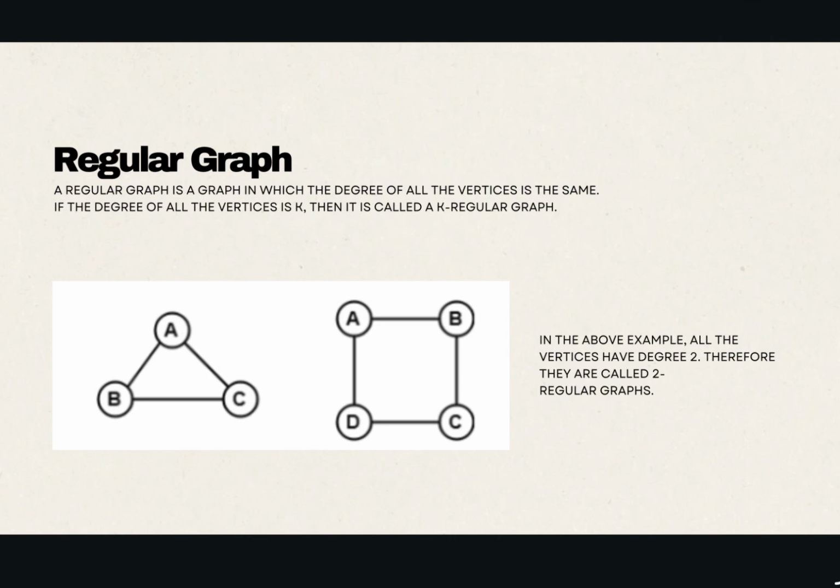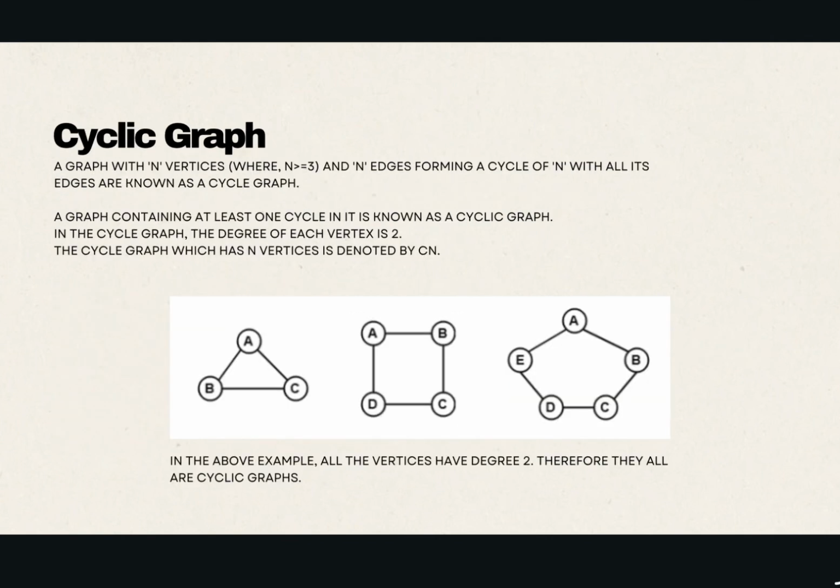Regular graph. A regular graph is a graph in which the degree of all the vertices is the same. If the degree of all the vertices is k, then it is called a k-regular graph. In the above example, all the vertices have degree 2, therefore they are called 2-regular graphs.